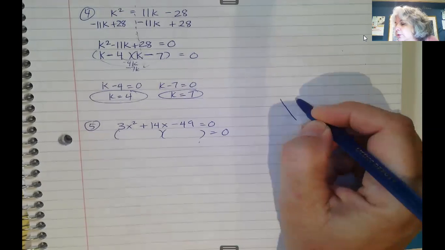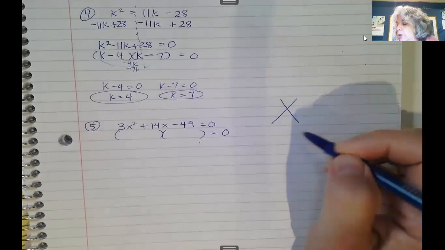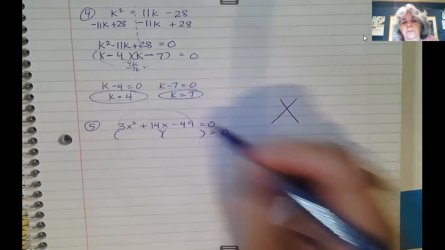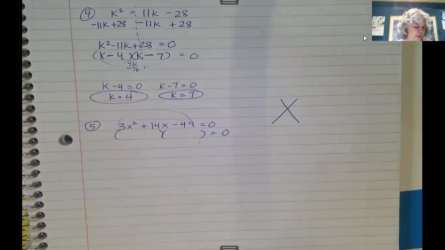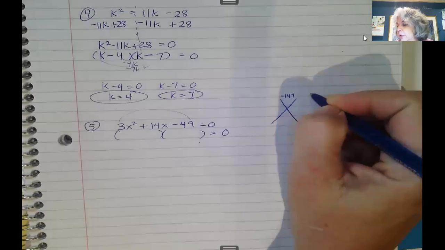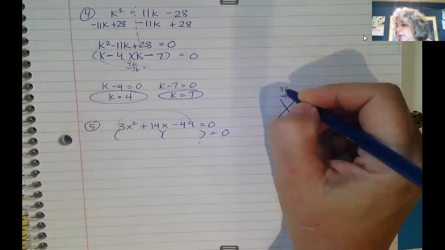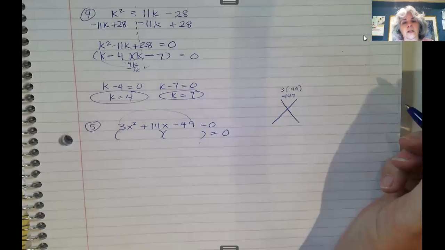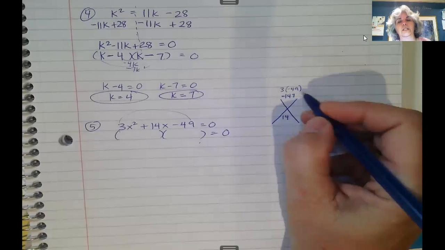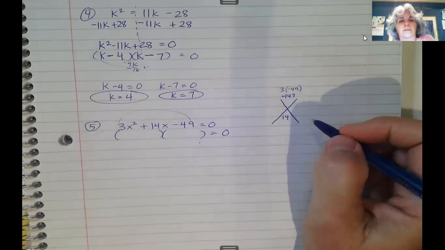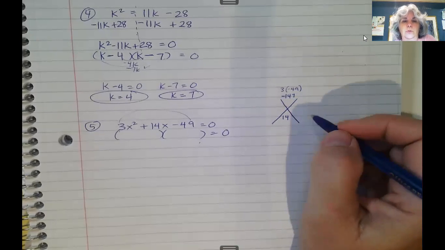So over here, I'm going to set up the x method. Remember, we're going to multiply these 2 together. 3 times negative 49. 3 times 49 is 147. So it's negative 147. But I also know that's 3 times 49, right? I'm just going to write that there. And then the plus number is 14. So I have to think of 2 numbers that multiply to give me a negative 147, but add to give me 14.